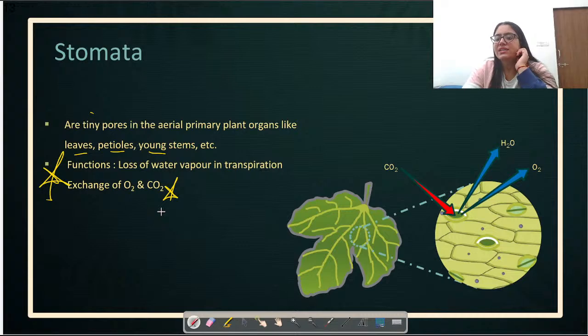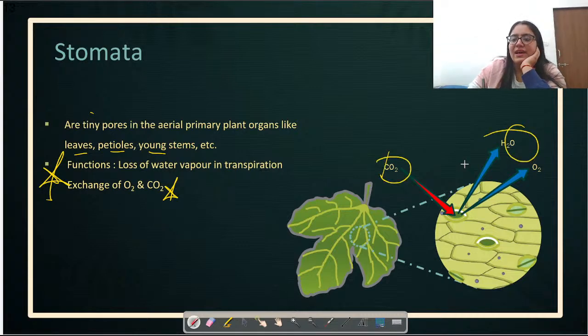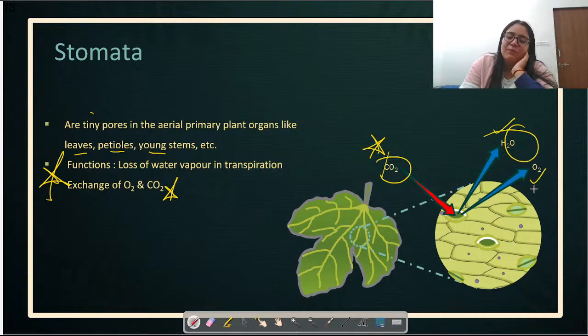Right, my kids? I hope this much is clear, and you can see it in the diagram as well. So through a stomata, what is going to get inside? CO2 will get inside, and what will get out? The water in the form of vapor as well as the O2 that has been produced as a byproduct in the photosynthesis process, right? Okay, my kids.